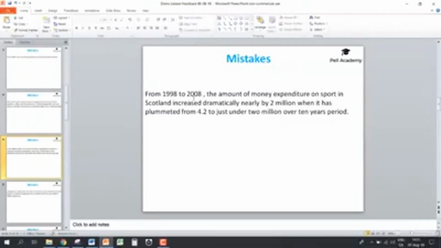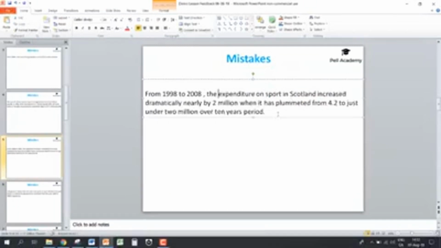From 1998 to 2008, the amount of money expenditure on sport in Scotland increased dramatically. So the amount of money, so it would either be the amount of money spent on sport. Expenditure is not a verb. Expenditure is a noun. So the expenditure on sport in Scotland increased dramatically. Now "nearly by" is in the wrong order, so we're going to have "by nearly 2 million". Now that doesn't make sense when. So if it increased dramatically by 2 million, then we can't say "when", because you've already said what happened in that period.